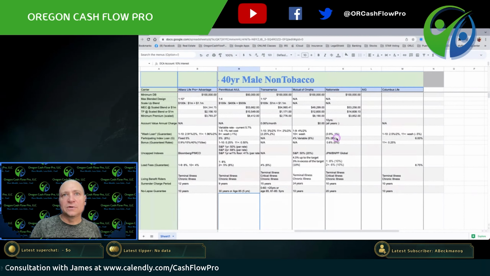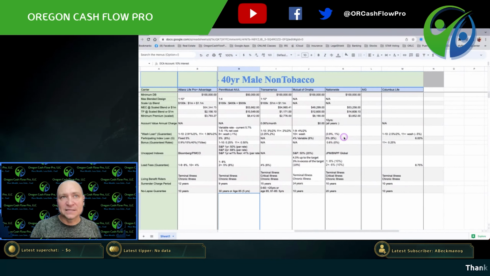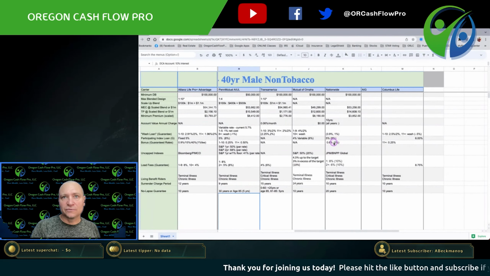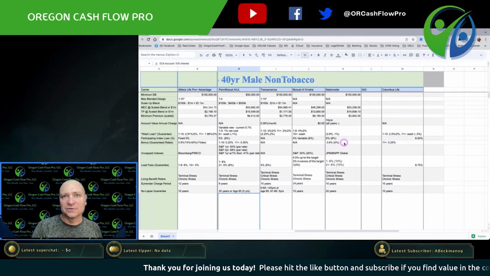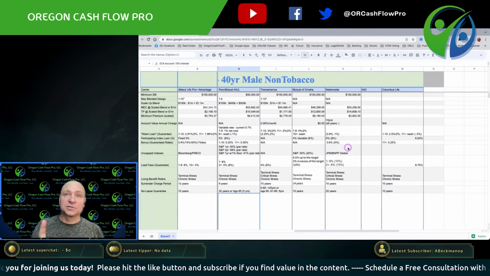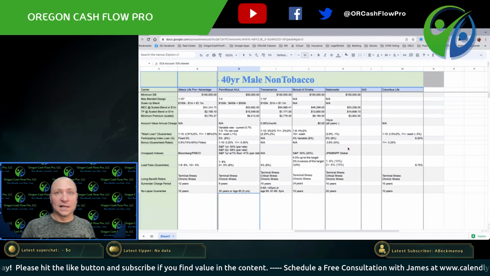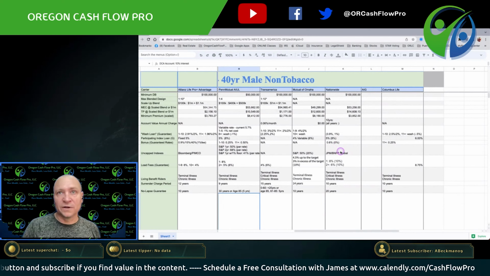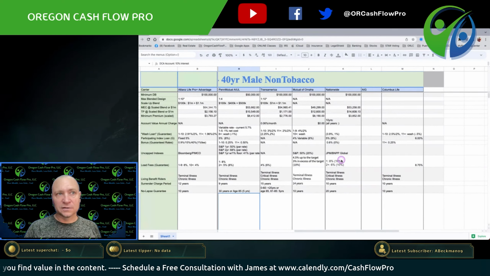Participating index loan, they currently charge 5%, but they reserve the right to change that up to 8%, which is among the highest of our participating index loans. They do have a bonus of 0.6%, but they reserve the right to take that away if they want to. They have a couple of uncapped index options, and their uncapped index options are actually pretty good. I like their uncapped index options. It's one of the good things about their product.